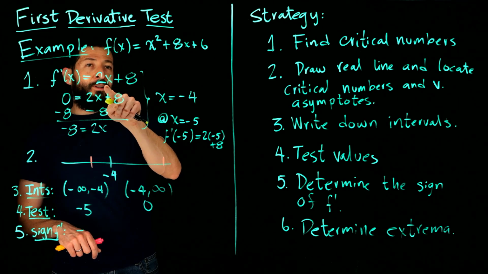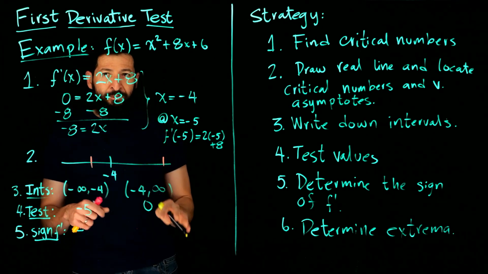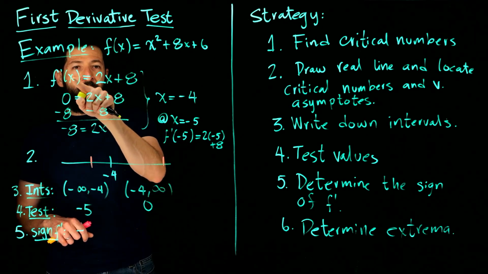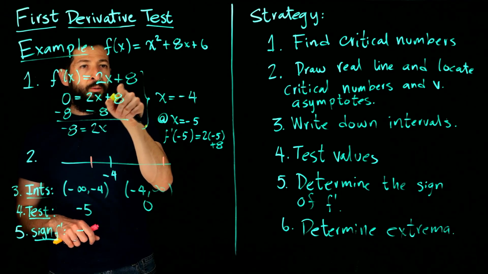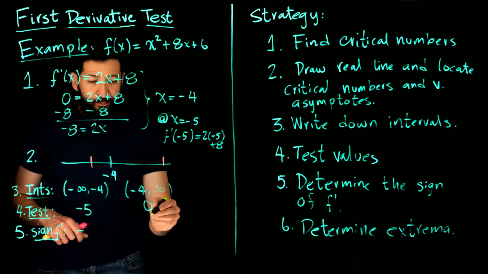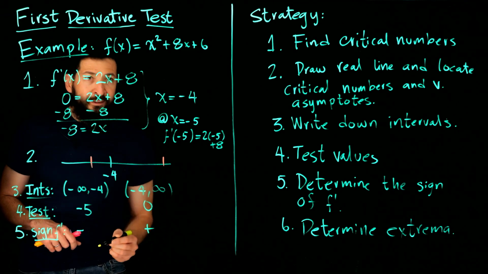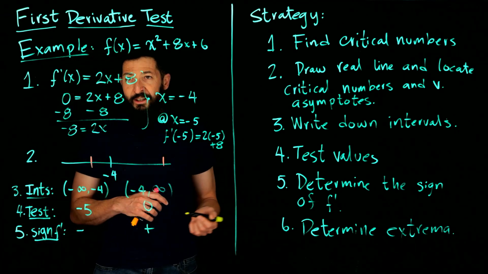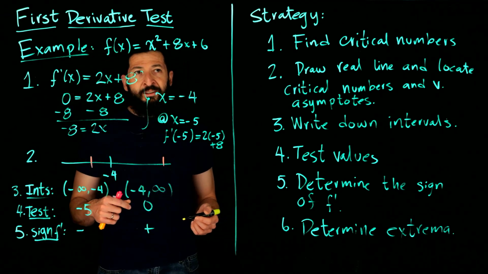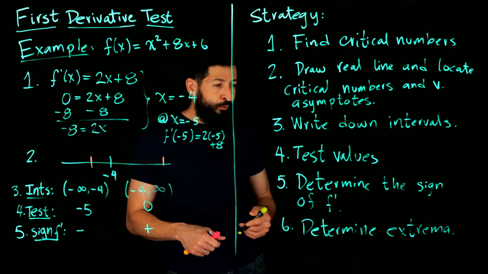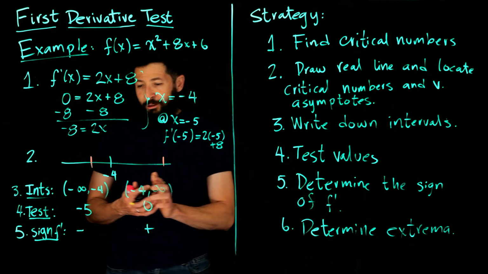When I plug in 0, that one is easy. Thankfully, I don't think I have to write it. f prime at 0 is going to be 2 times 0, 0, plus 8, 8. So it's going to be positive 8. All I care about is the sign. I just want to know whether it's going from increasing to decreasing or from decreasing to increasing and so on. So determine the extrema.